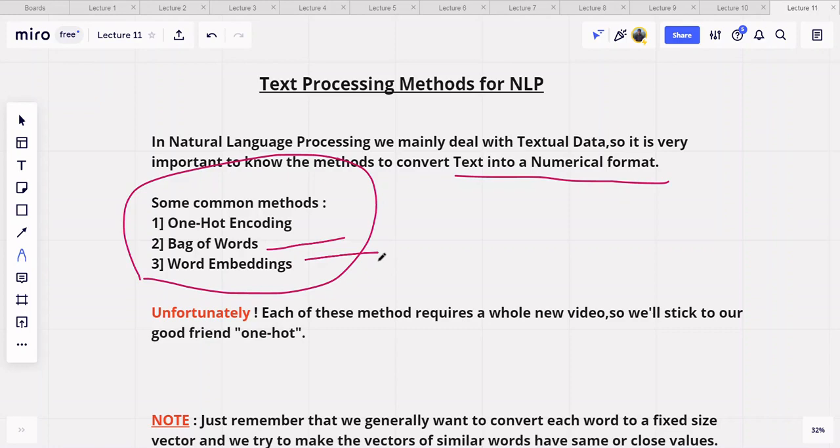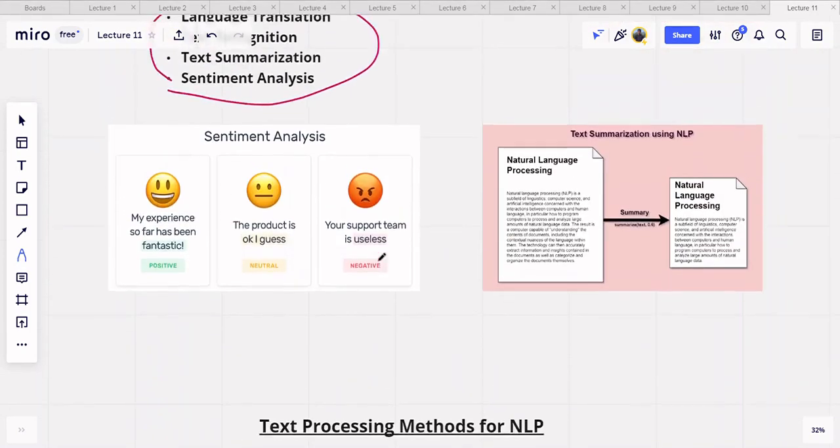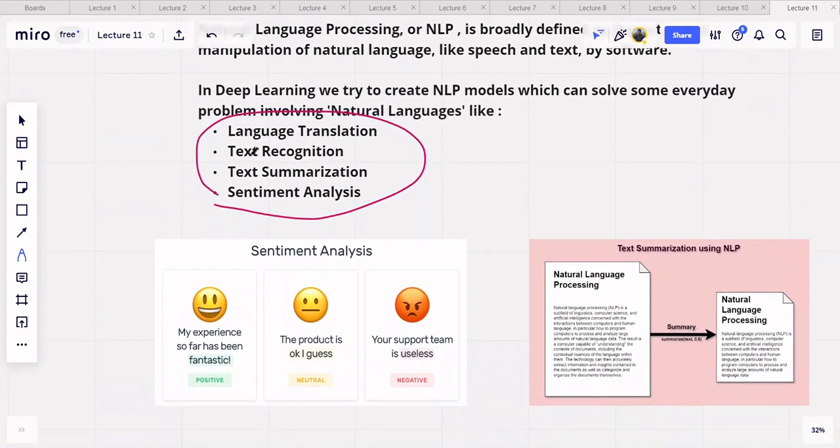Because let's say you want to do language translation. Then you have to collect all the different sentences, and also collect their answers. That is, let's say you have English and you want to convert English into French using a language translation model. Now what you have to do is first collect millions of sentences in English, and also their translation in French.